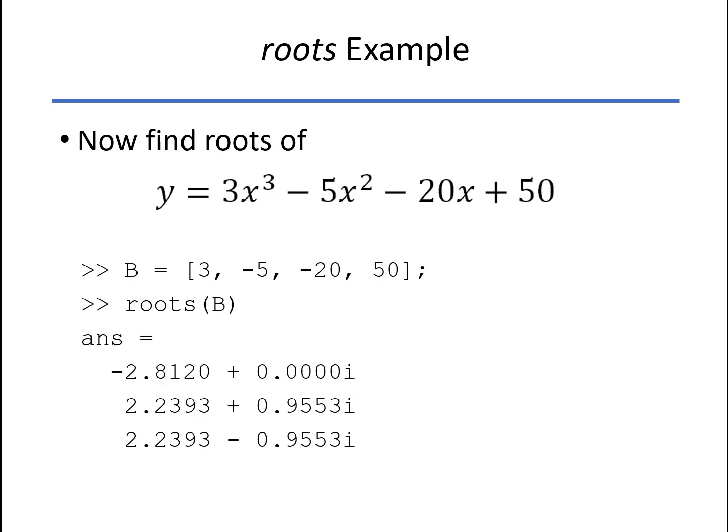Now, for that second equation, again, very similar. We just call the coefficient array b in this case, and run roots of b. You'll notice in this case that the first one is shown with a plus 0i, but of course that's a real root, the -2.812, and then there are 2 complex roots as well. So again, roots will find all of the roots of an equation, both real and complex.